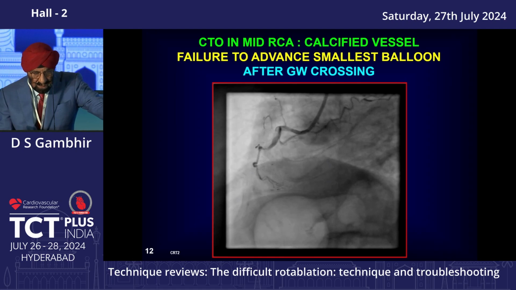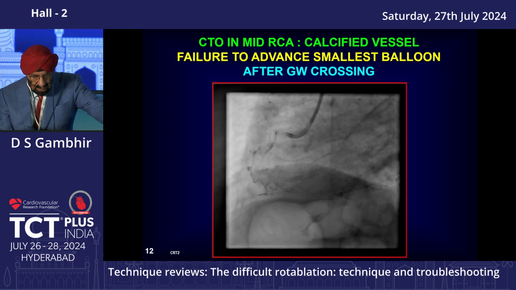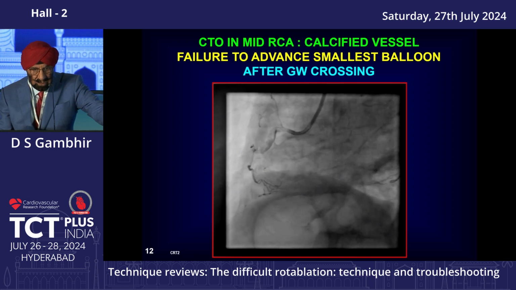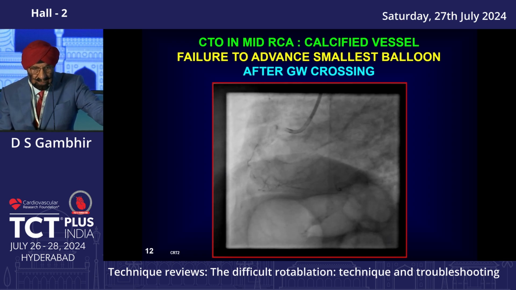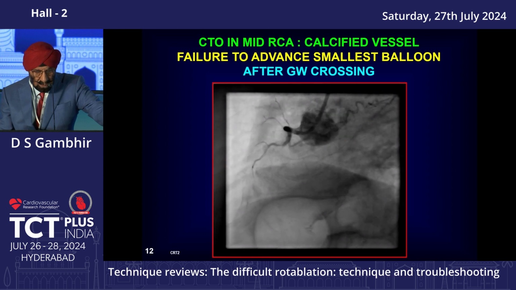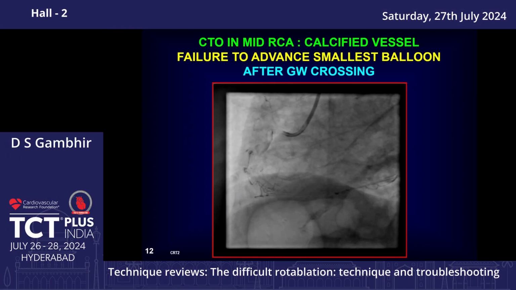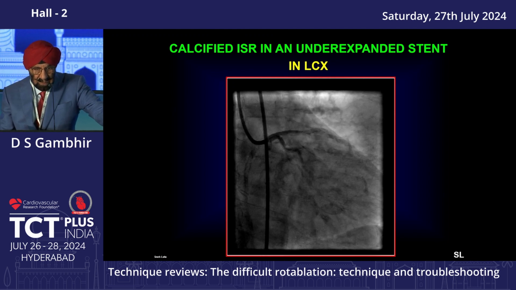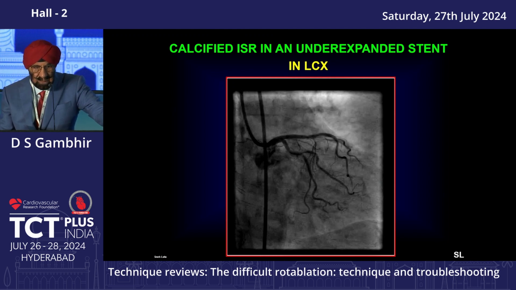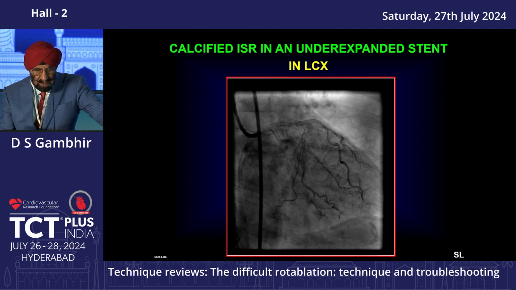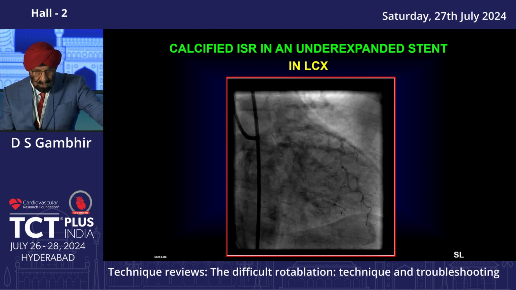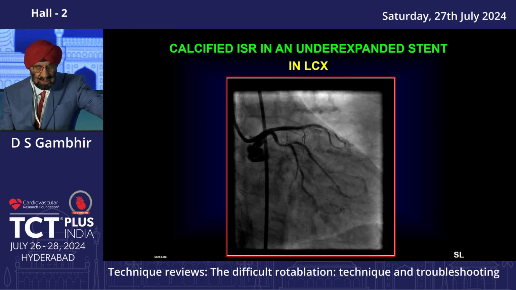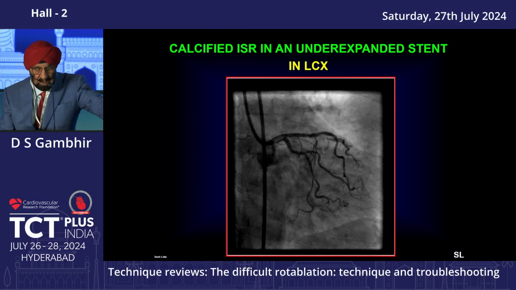Another case is a calcified CTO of the past 10 years. We were able to put a wire in with a lot of difficulty, but then nothing goes in, nothing goes in. So finally, with some tricks, we manipulated a rota wire down and then finally did a rota. Now, this is a very unique patient, one of the worst cases I have done: an underexpanded in-stent restenosis. An underexpanded stent in the LCX, which was done about 2 years ago, and the patient came with angina and had a calcific in-stent restenosis. You can see it in the proximal part of the circumflex.